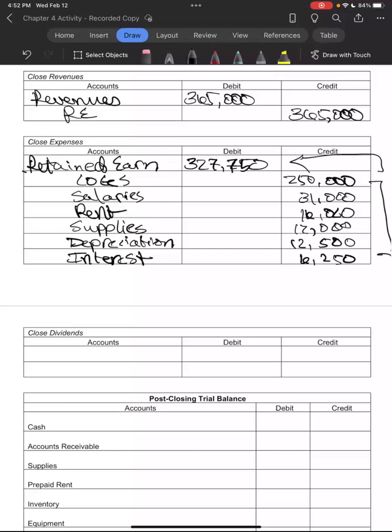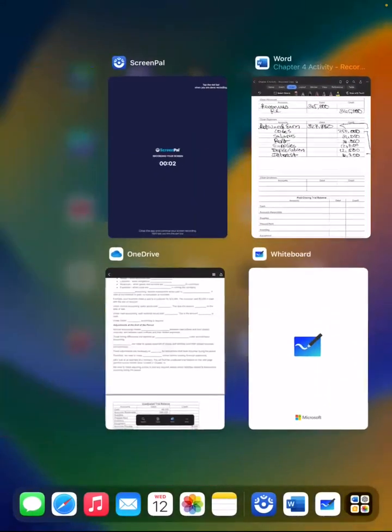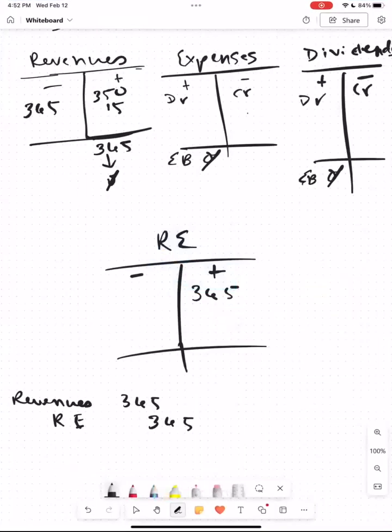Okay. Now what that is doing, remember, is it is actually reducing the retained earnings account.